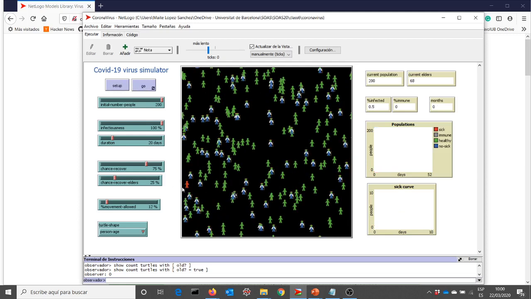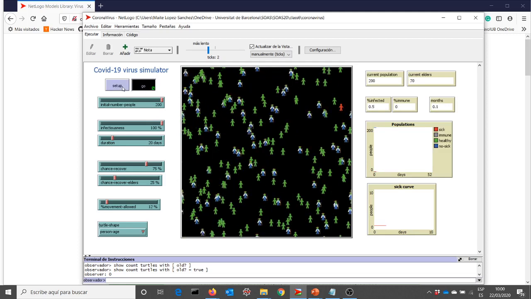Try again. We have an individual here who was not allowed to move. Try again. Very quick. So you can see how fast they recover when the movement is really restricted.